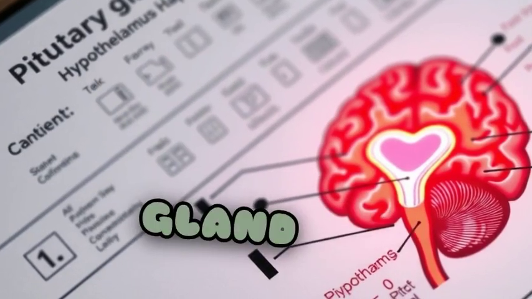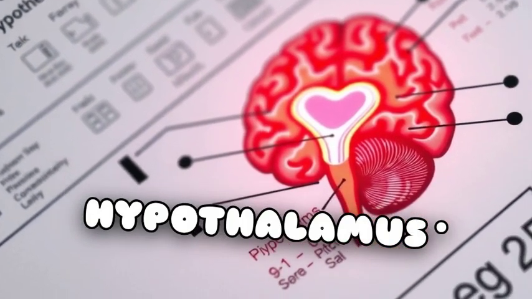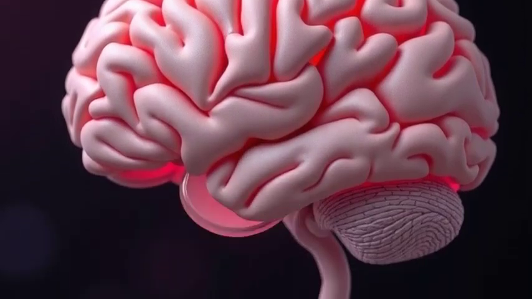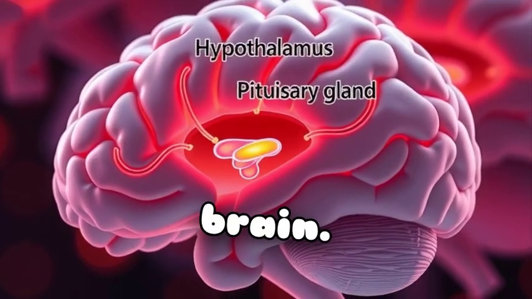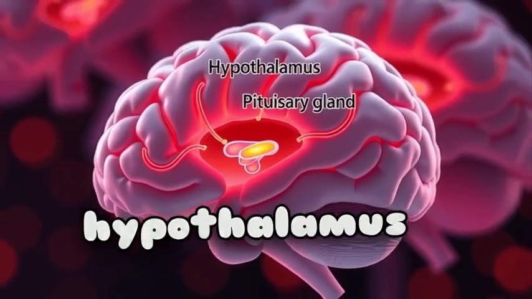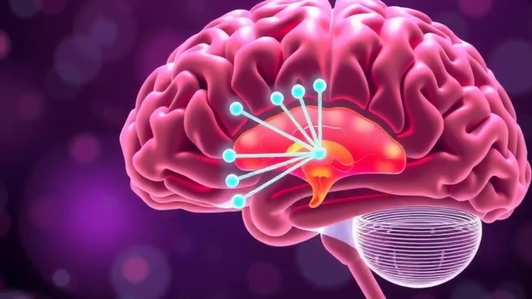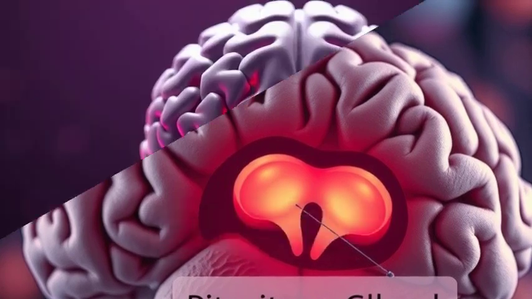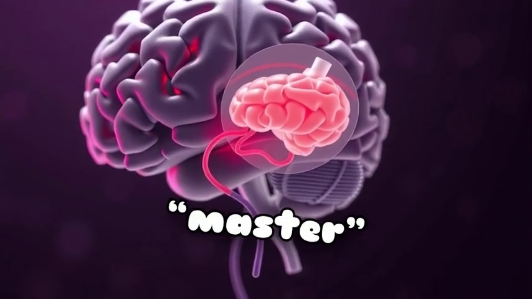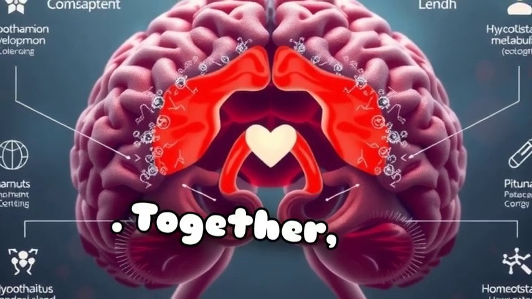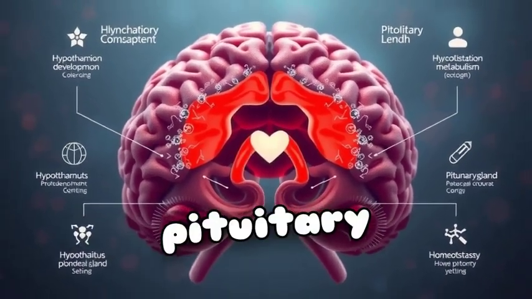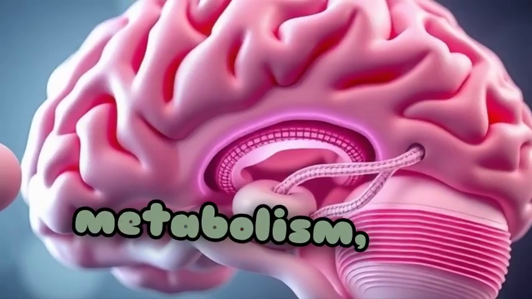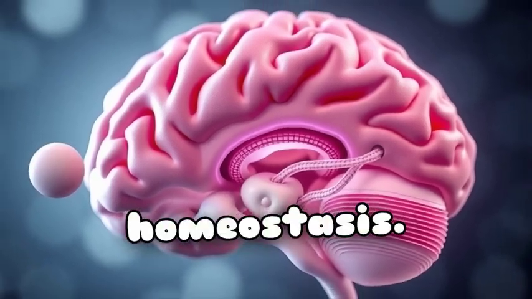The pituitary gland and hypothalamus. The pituitary gland, or hypophysis, is attached to the hypothalamus at the base of the brain. The hypothalamus is the major integrating link between the nervous and endocrine systems. Although the pituitary gland is sometimes called the master endocrine gland, together, the hypothalamus and pituitary gland regulate virtually all aspects of growth, development, metabolism, and homeostasis.